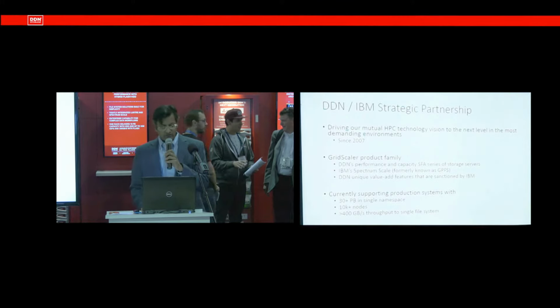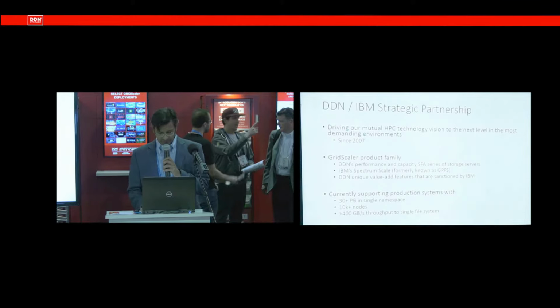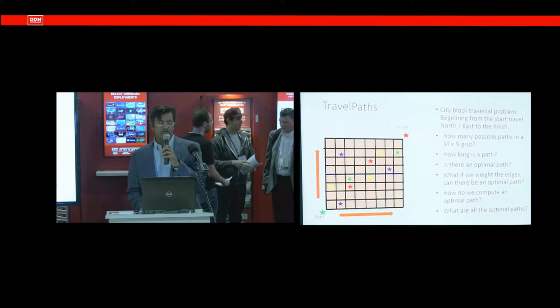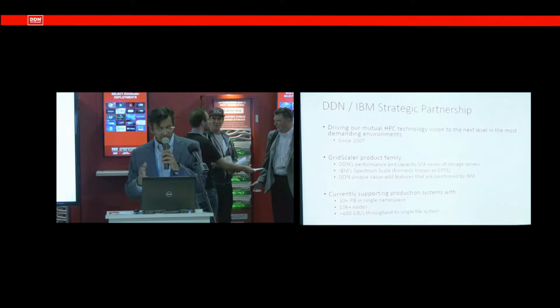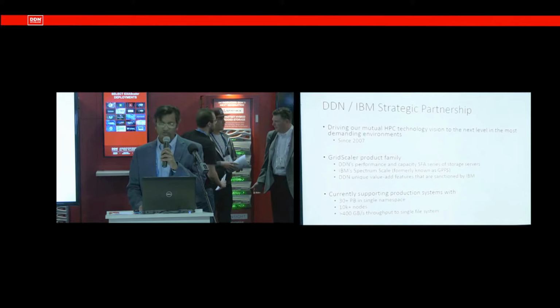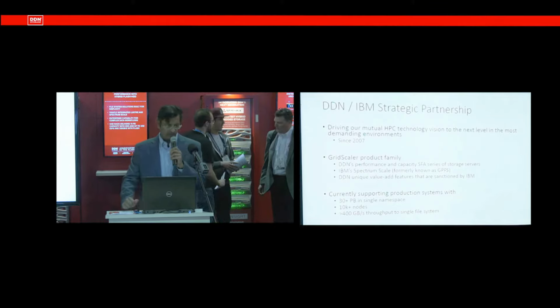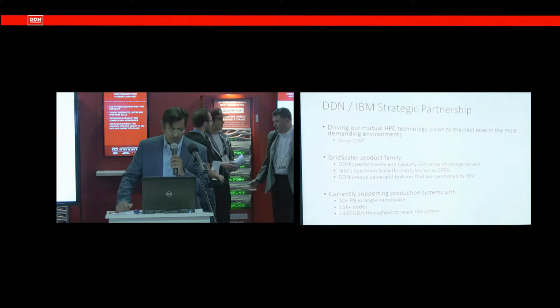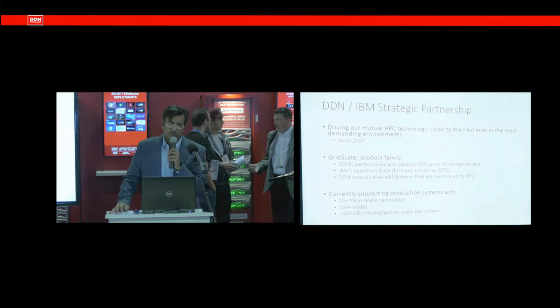Sure. So I'm from the life sciences team, and I'm going to talk today about life sciences and the intersection with storage and some of the implications. DDN and IBM have had a very long strategic partnership, since 2007. Right now we're working with the GRIDScaler product with the IBM Spectrum Scale file system, which was formerly known as GPFS. DDN provides some unique value-add features that are sanctioned by IBM, and it has tremendous performance in terms of the file system.